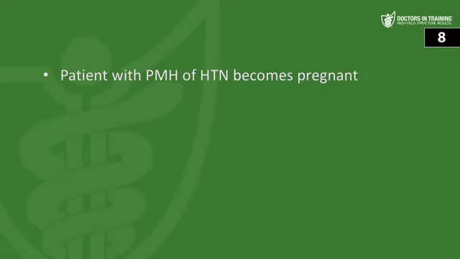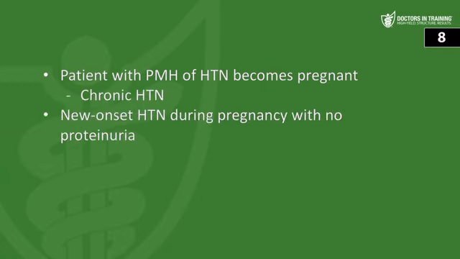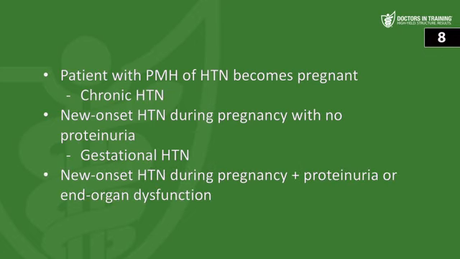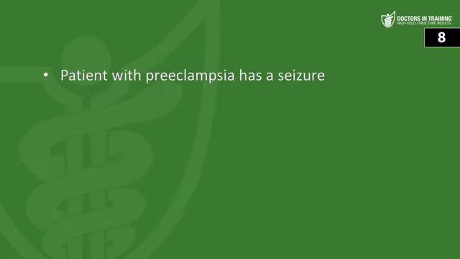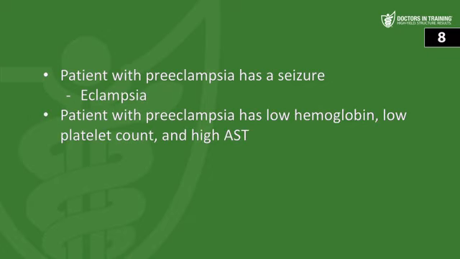Patient with past medical history of hypertension becomes pregnant. Chronic hypertension. New onset hypertension during pregnancy with no proteinuria. Gestational hypertension. New onset hypertension during pregnancy plus proteinuria or end organ dysfunction. Preeclampsia. Patient with preeclampsia has a seizure. Eclampsia. Patient with preeclampsia has low haptoglobin, low platelet count, and high AST. HELLP syndrome, hemolysis, elevated liver enzymes, and low platelets.